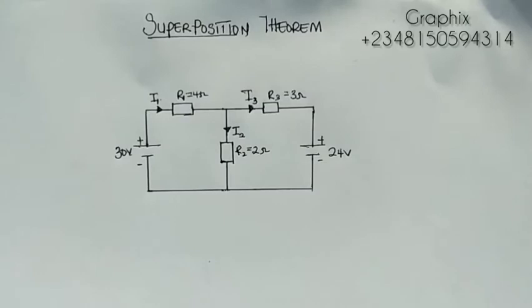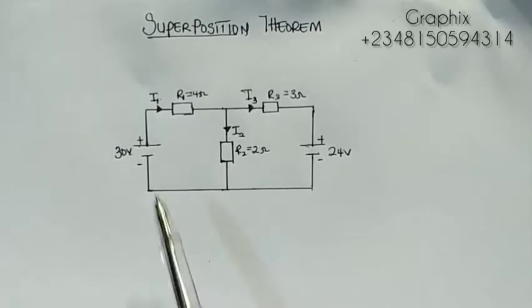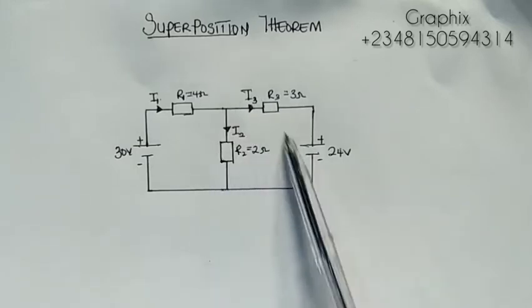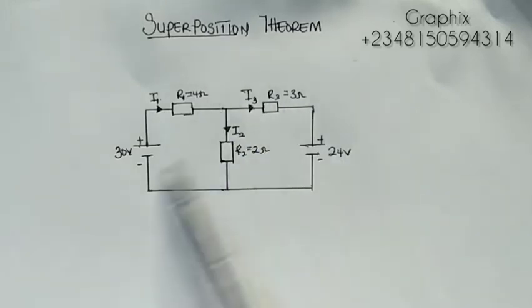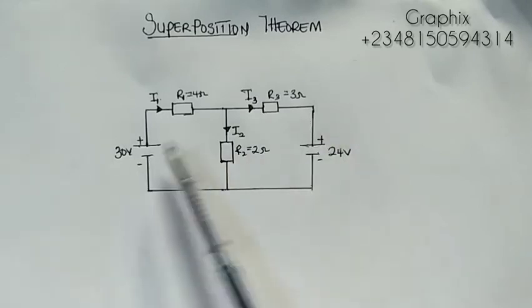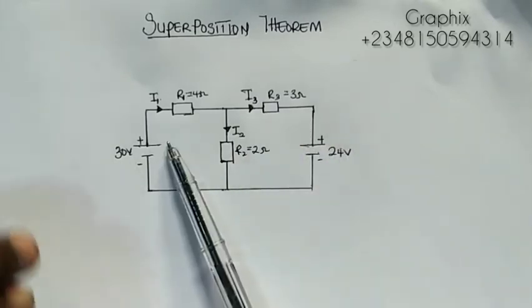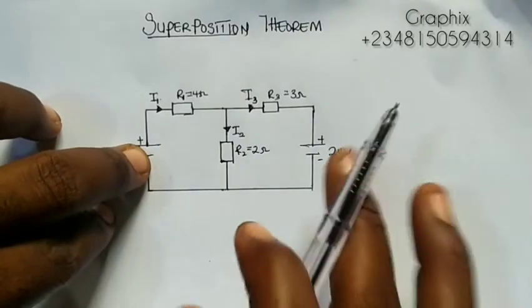Today we'll be looking at another topic under electrical engineering science, which is the superposition theorem. The theorem states that in any linear network containing more than one source, the current in each branch or the voltage across any branch can be found by considering each source separately and adding their effects. So if we want to find the current or voltage across any branch, we need to short circuit any one or two of the sources.